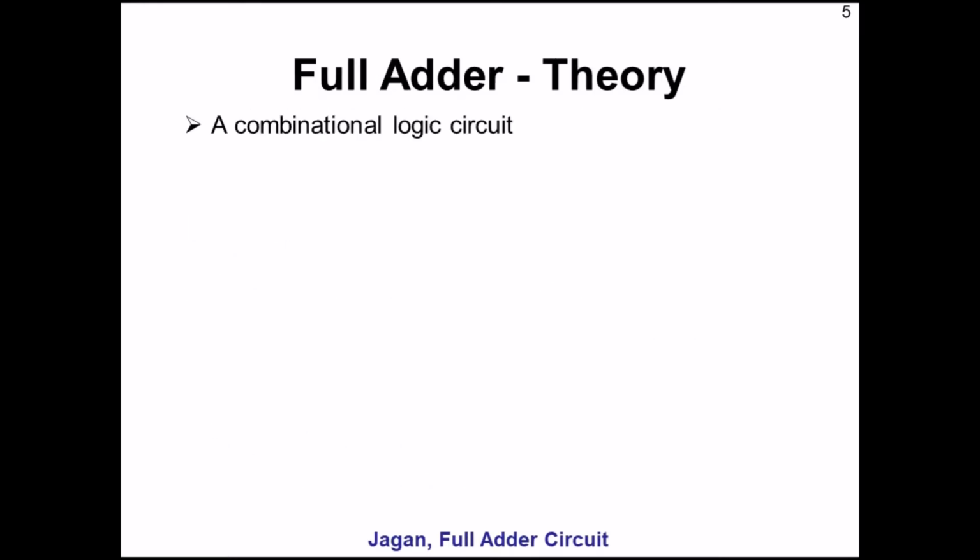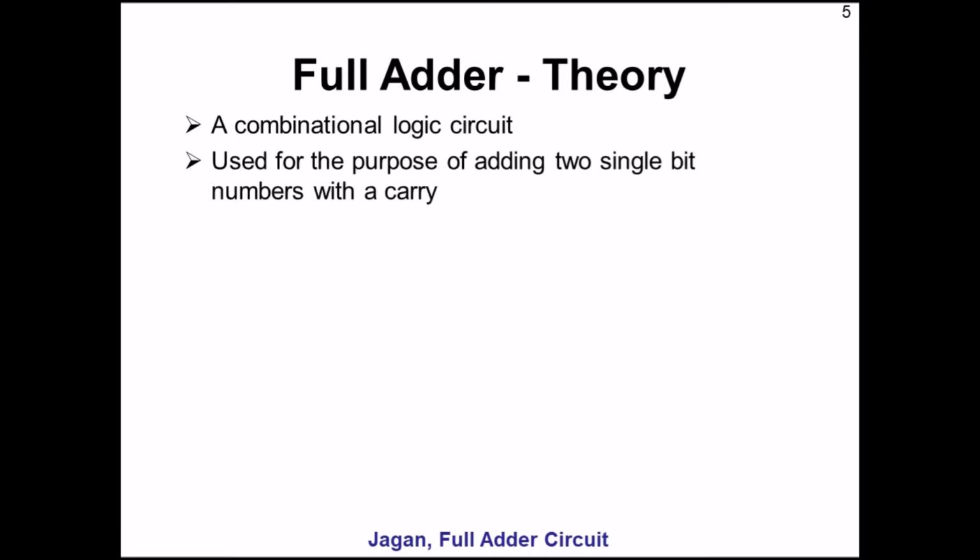So it's a combinational logic circuit where it has no memory unit. The output at any instant of time depends on the combination of the inputs, and it is used for adding 2 single bit numbers similar to half adder, but the only difference is with the carry, right? So it has the ability to perform the addition of 3 bits, right? 2 are your input, and in addition with the input you have the carry that results from the previous additions.